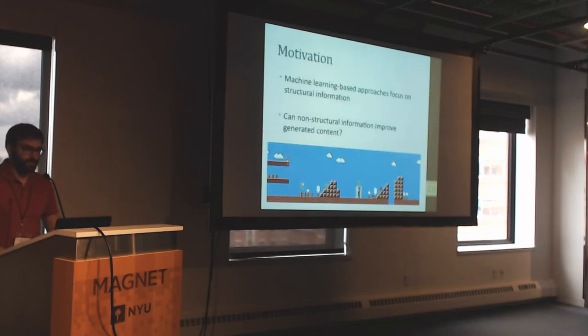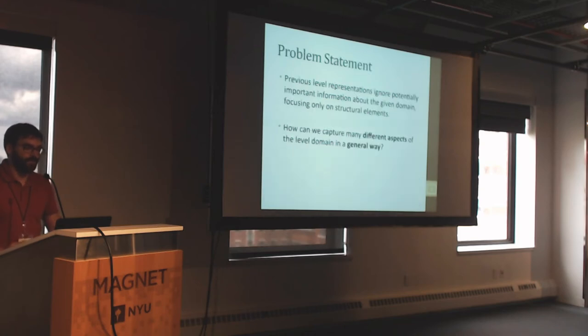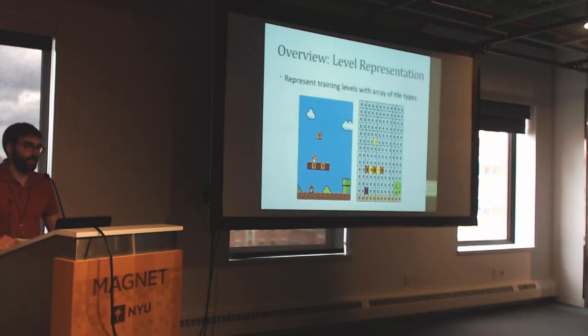So the motivation of this work is that the machine learning-based approaches focus on the structural information of the maps. So when you create a level with machine learning, there is no meaning to the places of things. There is no design reason why there would be a pipe or a block there; you just produce something similar to the training data. So is it possible to create content that focuses not only on the structural elements, but on the meaning of the objects that you want to place in the levels? So first, I'm going to review the MDMC approach.